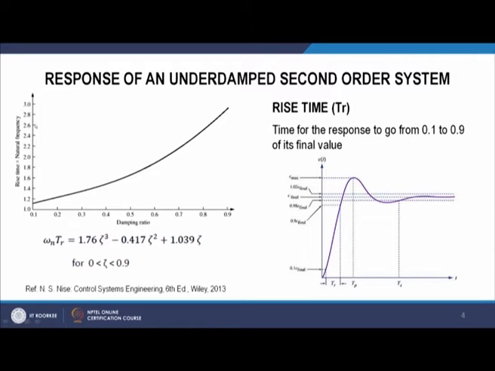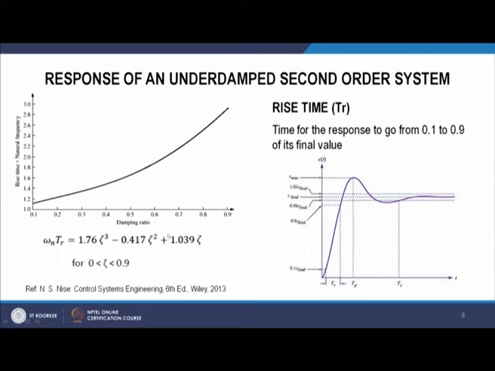Here the rise time multiplied by the natural frequency is plotted for certain data. Refer to the book Control Systems Engineering by Nise. So here we find this relationship for the rise time: omega n TR equals 1.76 zeta cube minus 0.417 zeta square plus 1.039 zeta, and this is found for damping between 0.1 and 0.9. So here we have this relationship.